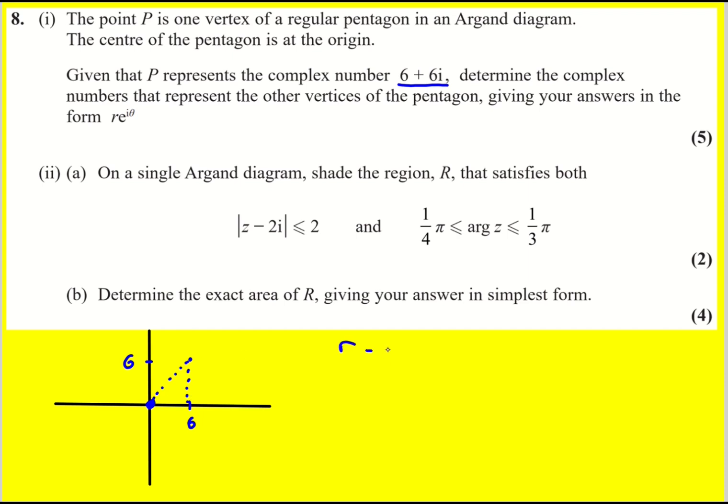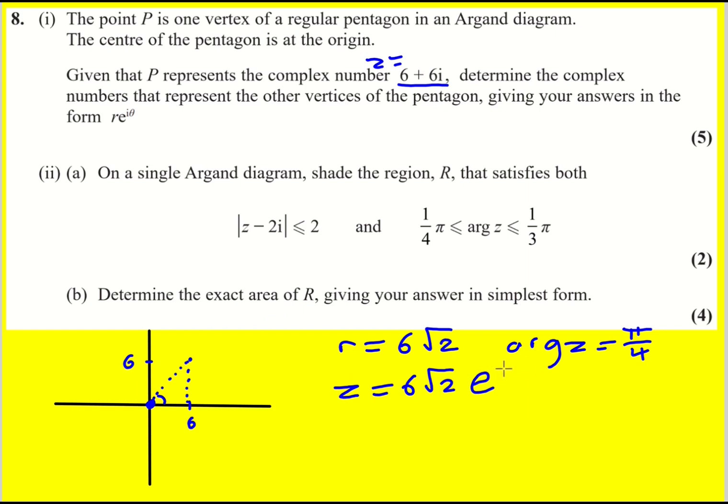So to get the magnitude, it's just going to be 6 squared plus 6 squared, square rooted. That ends up being 6 root 2. And then the argument, if I call this z, then it's actually going to be pi over 4. You can either do inverse tan of 6 over 6, inverse tan of 1, which is pi over 4, or you might be able to recognize that it's the same value, so it would be a 45-degree isosceles triangle. And that means z is going to be 6 root 2 e to the pi over 4 i.